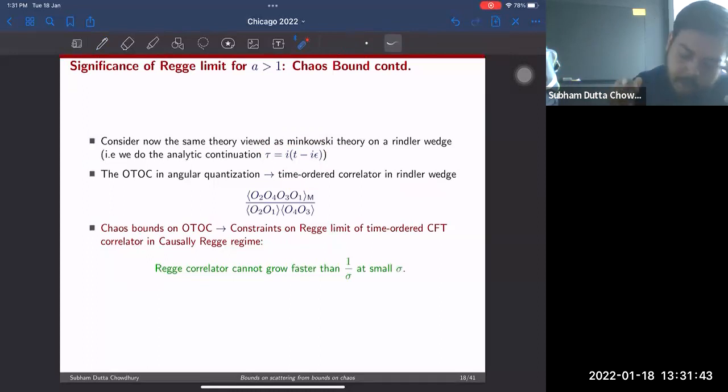And so the chaos bound on the OTOC translates to constraints on the Regge correlator. I'm just stating here for future reference that it basically says that the Regge correlator cannot grow faster than 1 over sigma at small sigma. That's how the chaos bound translates to constraints on time ordered CFT correlators. Are there any questions at this stage? Because this might have been a bit fast.